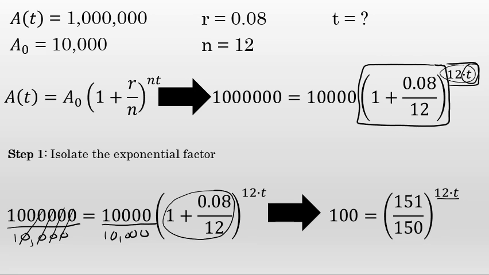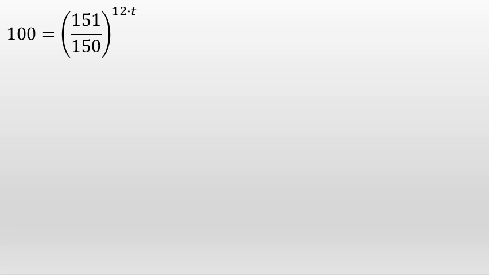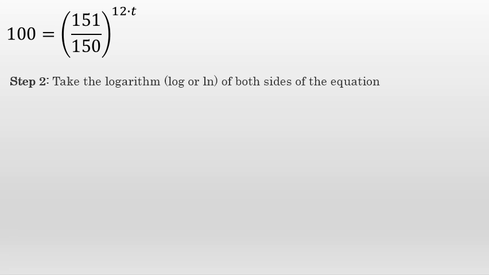And we can move on to step 2. Step 2 is to take the logarithm of both sides of the equation. Once the exponential factor is isolated, we're now going to take the log of both sides of the equation. Actually, we could take the log of both sides or the natural log of both sides of the equation.